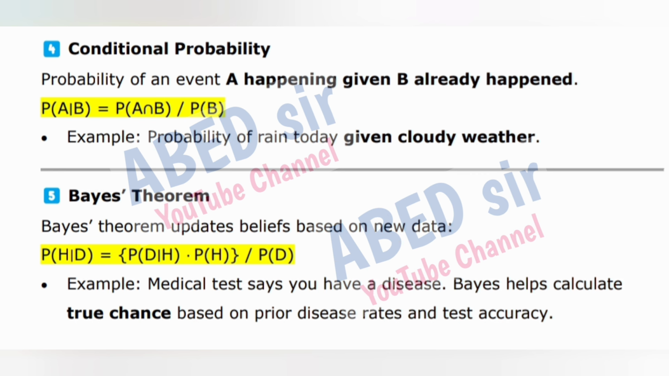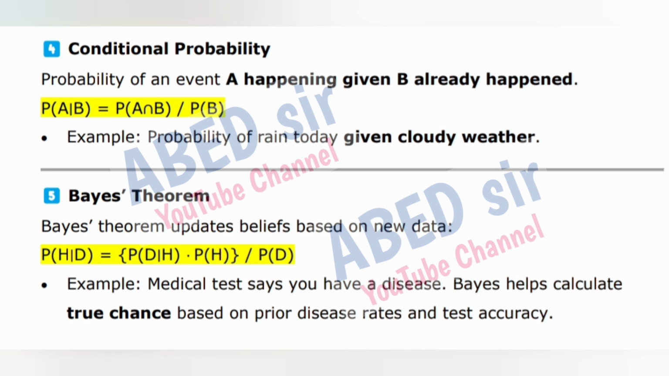Conditional probability. Probability of an event A happening given B already happened. P(A|B) = P(A∩B) / P(B). Example, probability of rain today given cloudy weather. Bayes' theorem. Bayes' theorem updates beliefs based on new data. P(H|D) = P(D|H) P(H) / P(D).